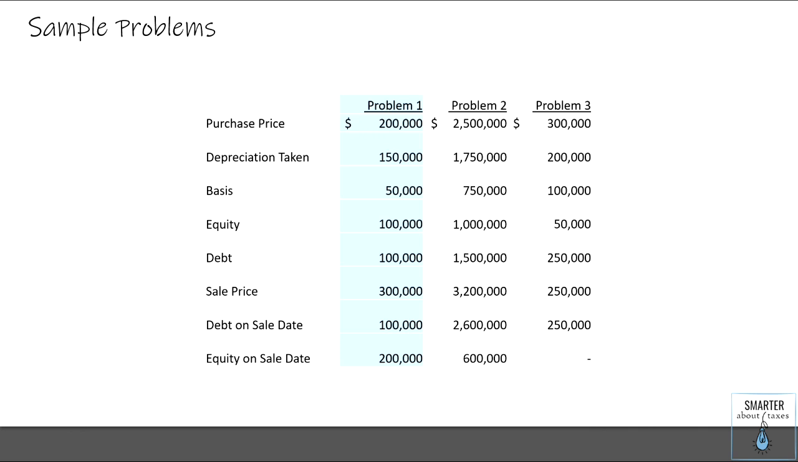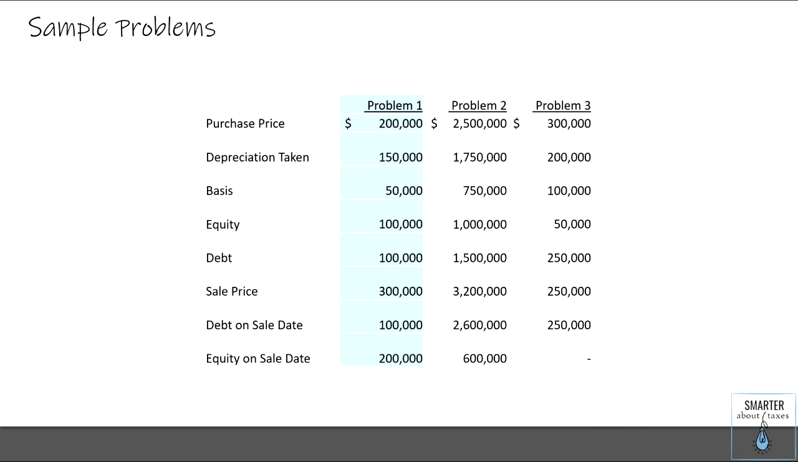Okay, problem 1, super simple deal. We purchased something for $200,000. We take $150,000 of the basis, a single family home. Our basis at the date of sale is $50,000. When we bought it, we had $100,000 of equity and $100,000 in debt. And so we had 50% leverage.